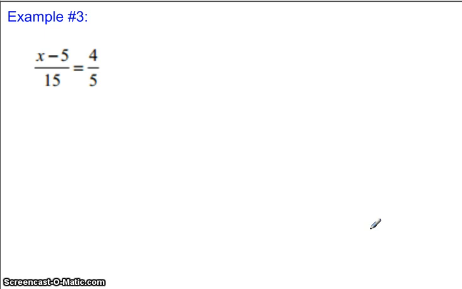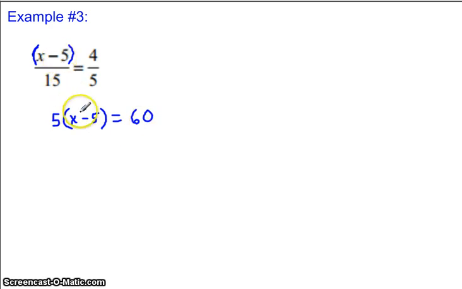We got one fraction equaling another fraction. But the difference with this one is that we've got a binomial here. This is two terms, not just one. So what I do when I see a binomial or trinomial, whatever, is I put parentheses around it. You'll see why in a second. So now when I cross multiply, I'm going to do 5 times the quantity x minus 5, equals 4 times 15, which is 60.